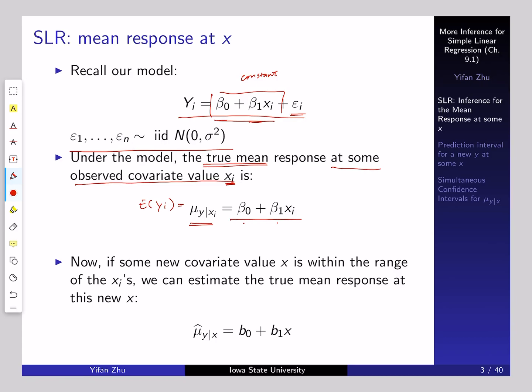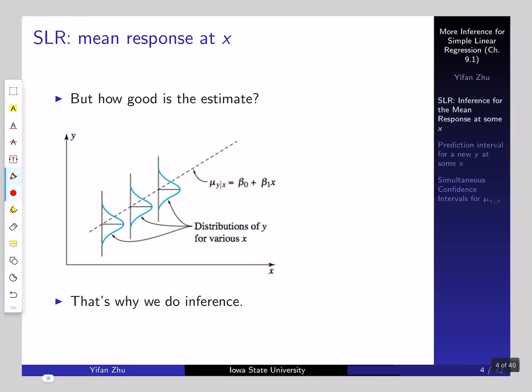And when we want to estimate the mean response at a new covariate value x, so this is important, we need to do this within the range of these xi's. We can estimate the true mean response at a new x using b naught plus b1 times x. And this is the estimated mean response at x, and we use mu y given x hat to denote this estimated mean response. So that is just an estimation.